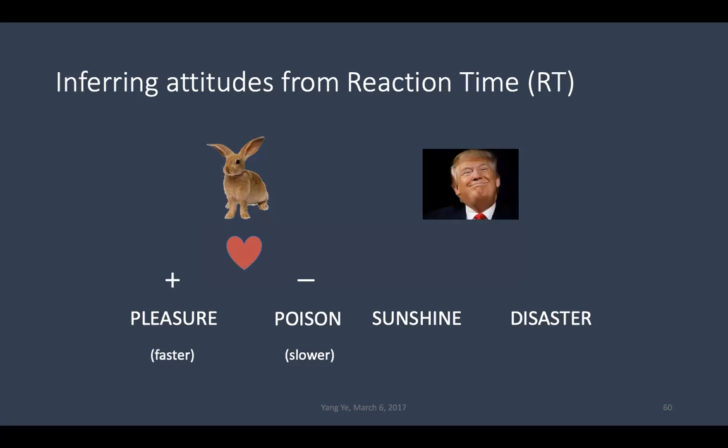If you love Bunny, you'll be faster in judging those pleasant words following the Bunny picture. And if you dislike Trump, you will be faster judging negative words after seeing Trump. So by calculating how relatively fast or slow you respond to these words following these two different primes, we get some kind of indirect measure of how much you like Trump over Bunny.